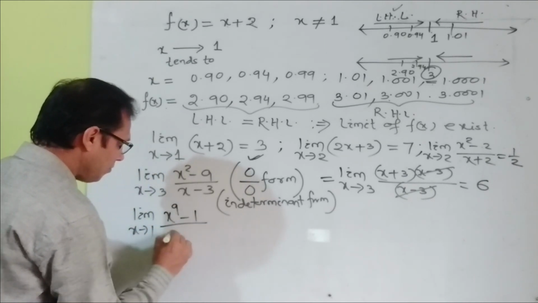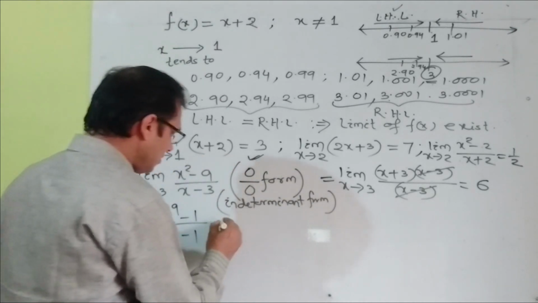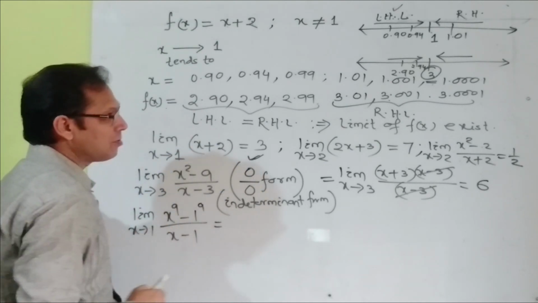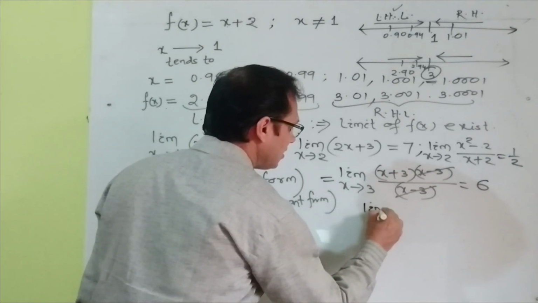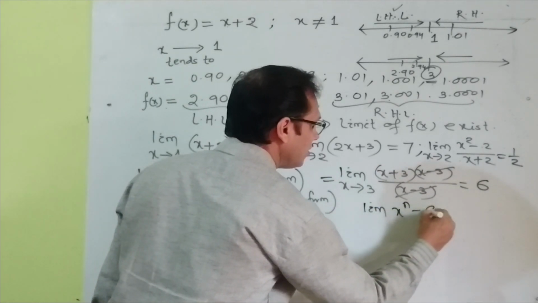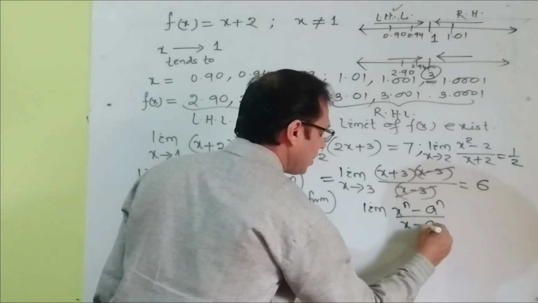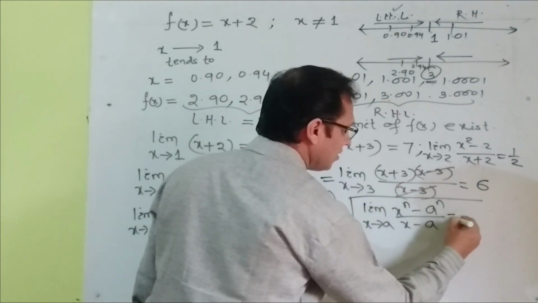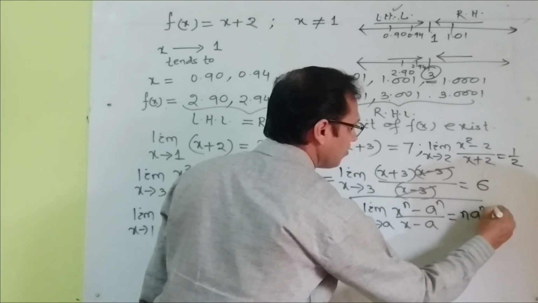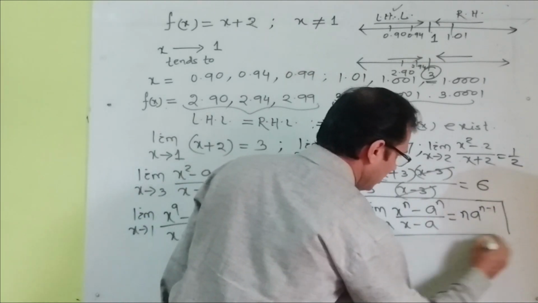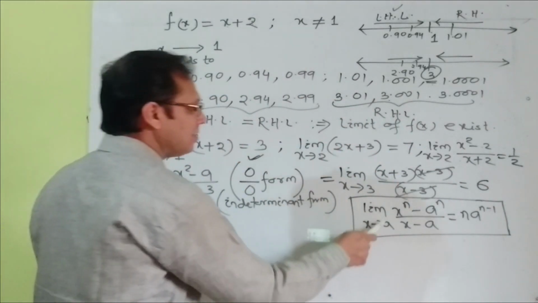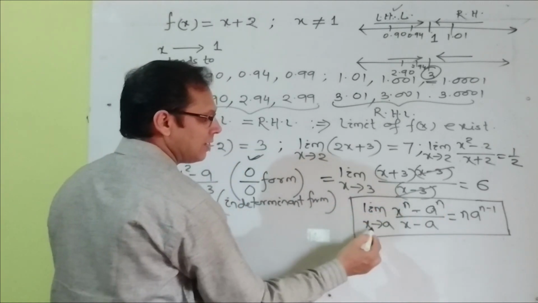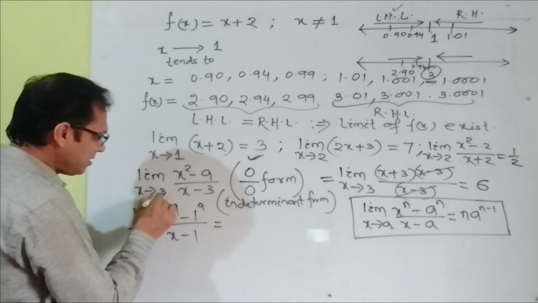Likewise, if you take limit x tends to 1 of (x to the power 9 minus 1) by (x minus 1), what about this? You will face difficulties if you use factorization for this one. A standard formula is there: limit x tends to a of (x to the power n minus a to the power n) by (x minus a), if the limit is in this form, then the formula is n a to the power n minus 1. This is one of the standard formulas for limits. This one is also in this form.